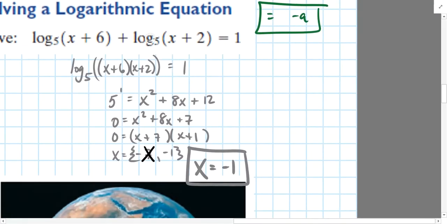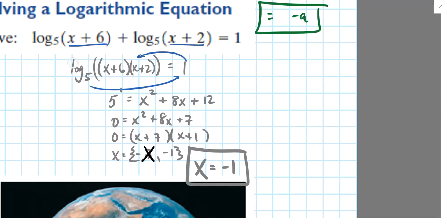On this side here, I was able to condense the two logarithms into a single logarithm by finding the product of these two arguments, x plus 6 times x plus 2. Now that I have a logarithm equal to 1, there are really two different approaches here. I chose to follow the loop rule. 5 to the first power must equal this.